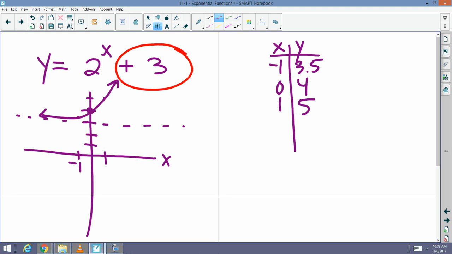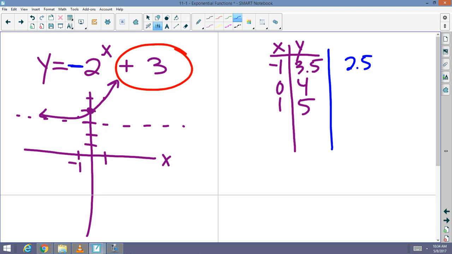If the 2 was negative, okay, let's just go ahead and do that in blue. If it was negative, let's see how it would affect the y here. If it was negative 1, negative 2 to the negative 1 power, I'd have negative 1/2. Negative 1/2 plus 3 would be 2.5.